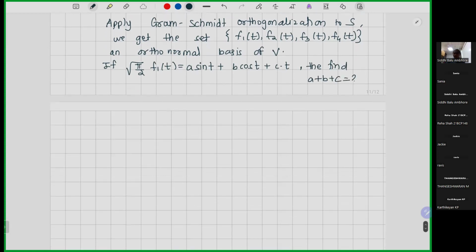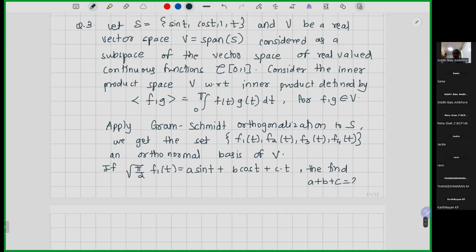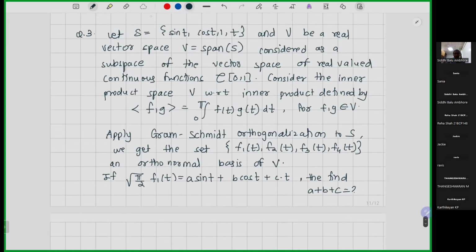This is the question. They have given S like this, the inner product is this, and f1, f2, f3, f4 are the orthonormal basis which we obtain by applying Gram-Schmidt orthogonalization to this set. So it has 4 elements. If we have such an expression, then we have to find the value of a plus b plus c.